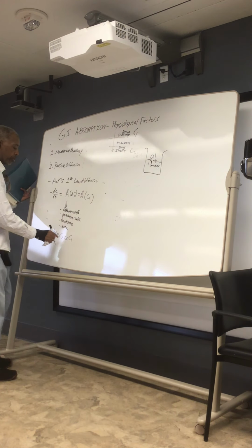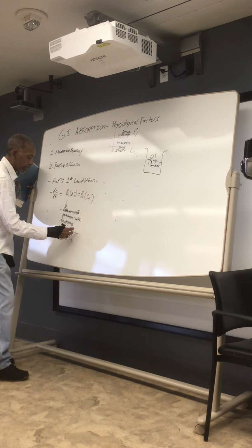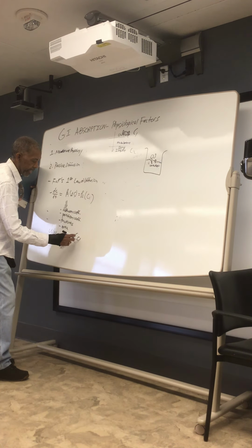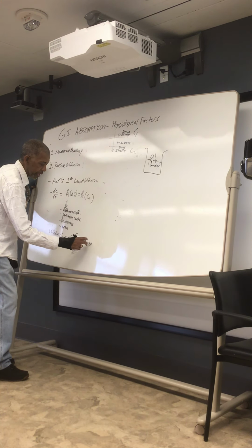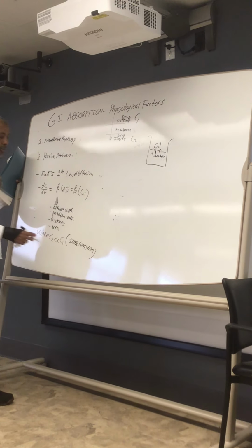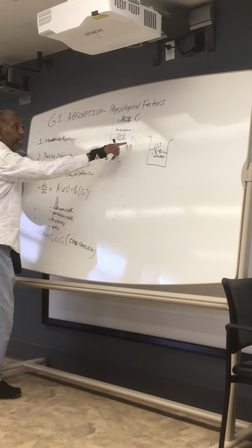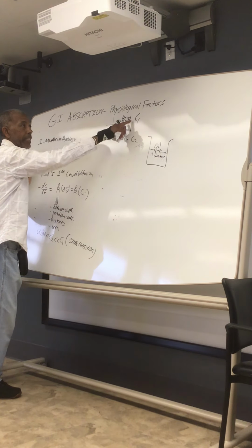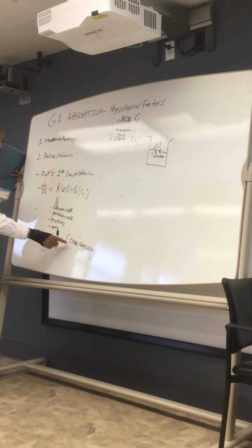When this C2 is much less than C1, we can refer to it as sink, S-I-N-K, just like your kitchen sink, sink conditions. So when this concentration over here, C2, is much less than C1, which tends to happen with drug absorption, then we have sink conditions.